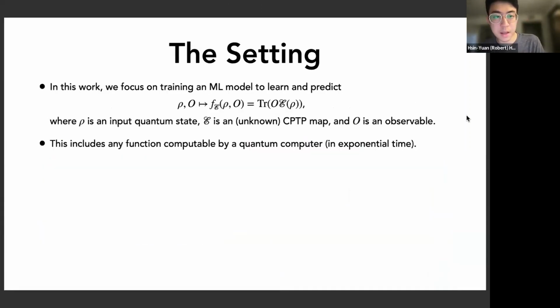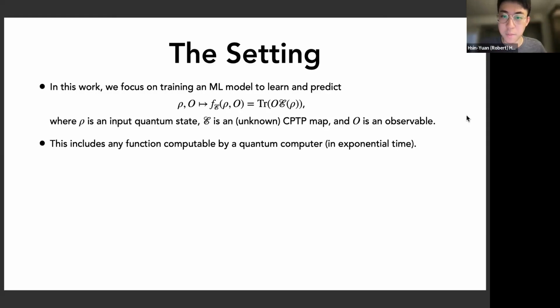More precisely, we're going to look at the following abstract problem, which captures various different problems of interest, where we want to focus on training an ML model that can learn and predict the following function. The function takes in two objects. The first is an input quantum state and also an observable O. The goal of the model is to predict what happens after we evolve this input state by some unknown quantum process, or what people also know as CPT maps, and then measure the observable on the output. Note that such a function is very general. It includes any function that's computable by a quantum computer, even those that require exponential time. So this is just the general setting that we're going to be looking at.